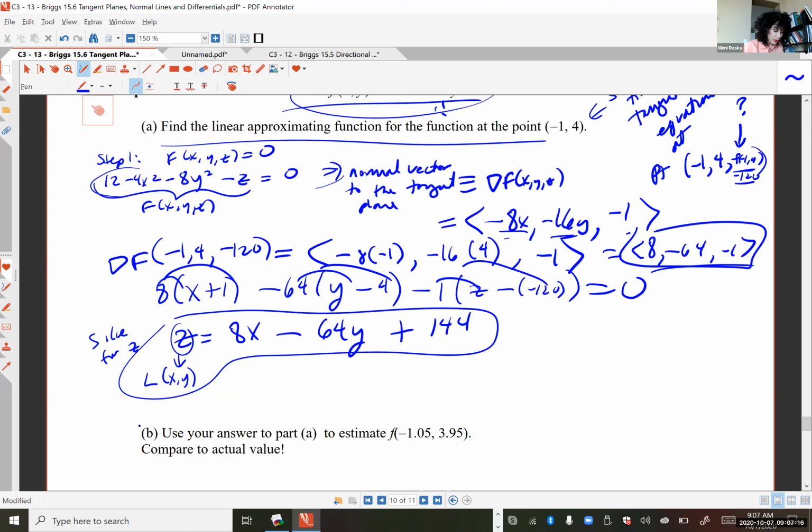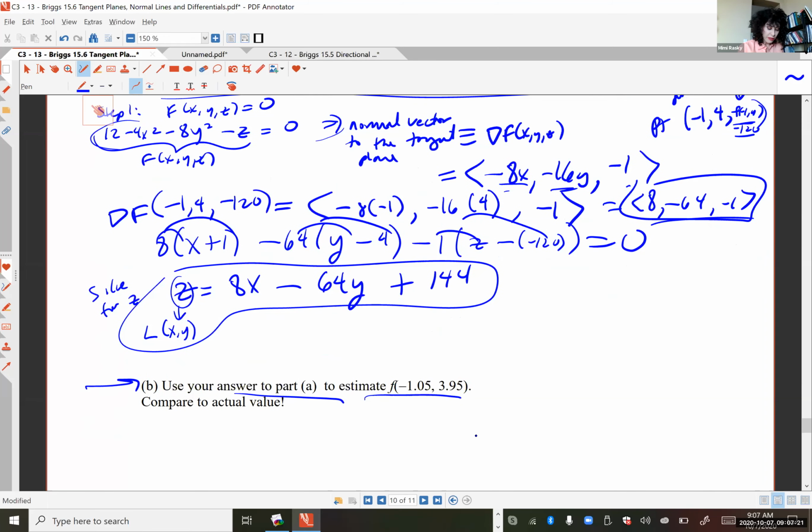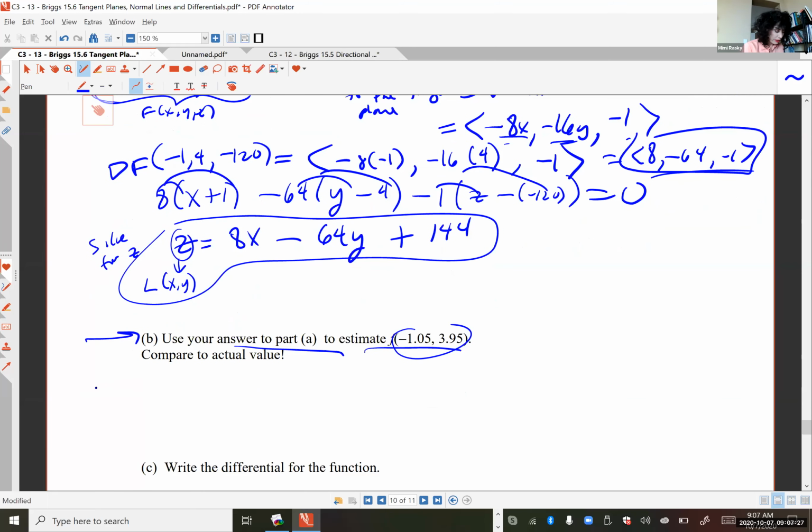Okay, now what? Use your answer to part A to estimate what the function would be if you evaluated it at -1.05 and 3.95. And you're like, oh, well, just substitute these coordinates into your brand new tangent plane function, basically. And then, of course, hopefully you whip out a calculator, because who wants to do this in their head?